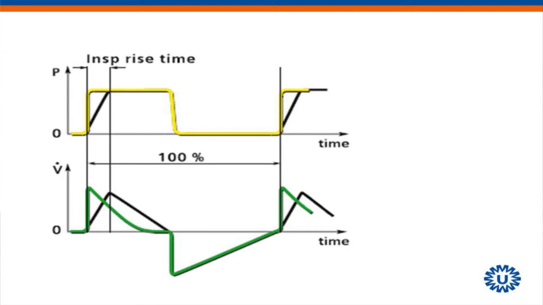What do you see here? Daniela spoke about inspiratory rise time. Is that correct? You can see here an inspiratory rise time that is quite long. Here you can see an inspiratory rise time that's quite fast. How do you make the choice to choose for a short or a longer inspiratory rise time? In what cases do you choose a fast inspiratory rise time?